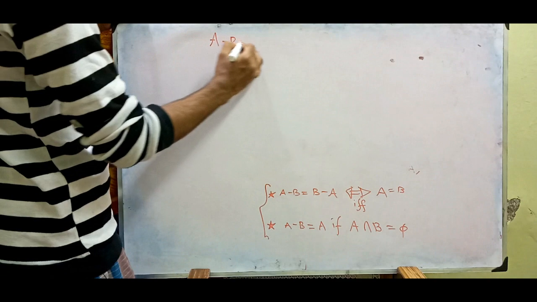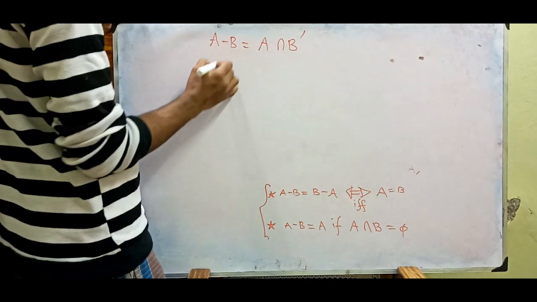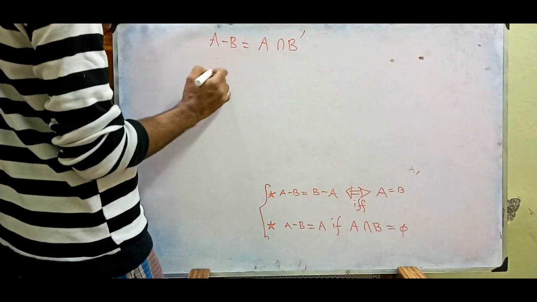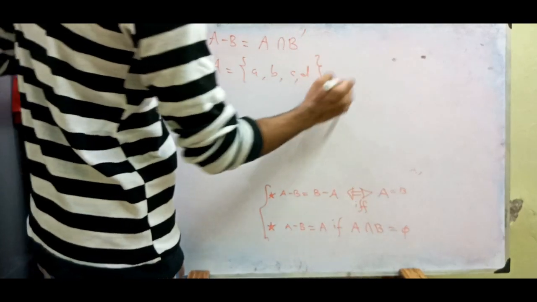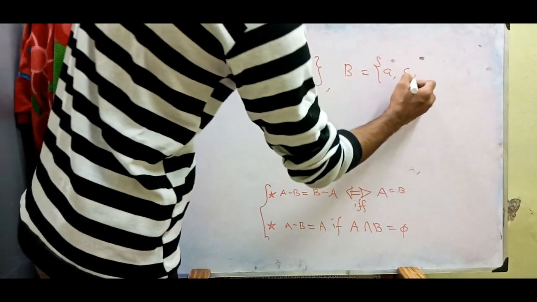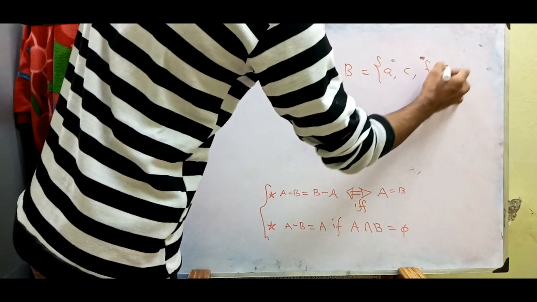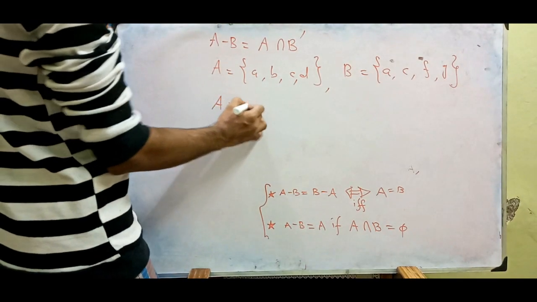So A minus B equals A intersection B dash. Let us have some examples. A equals {a, b, c, d}, B equals {a, c, f, g}. Okay, so this was the thing. What is A minus B now?